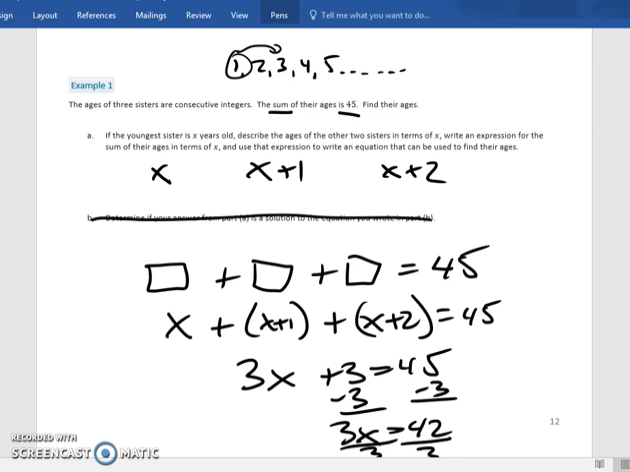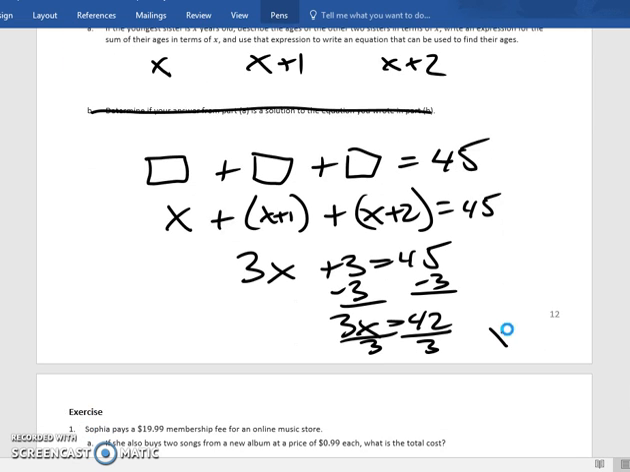I'm running out of room here. I got a little bit down there. X equals, oops. How about a 1 there? And how about a 4 there? You buying 14? All right.